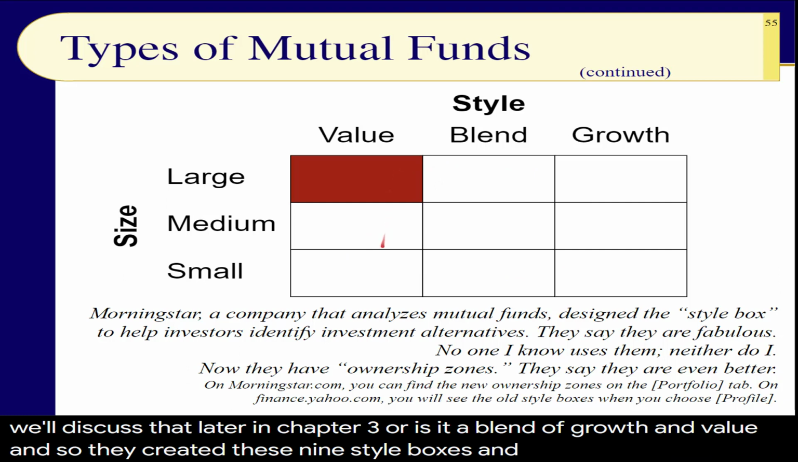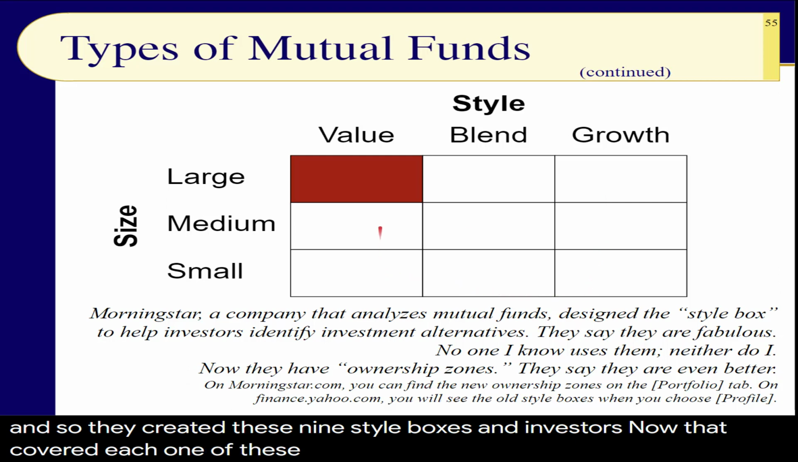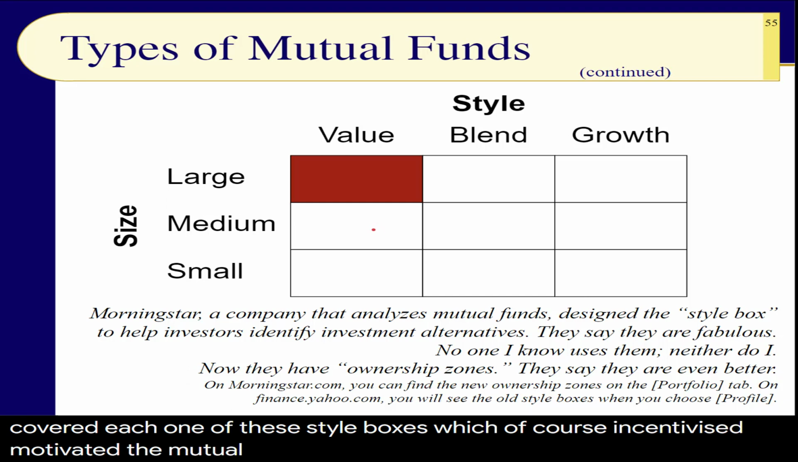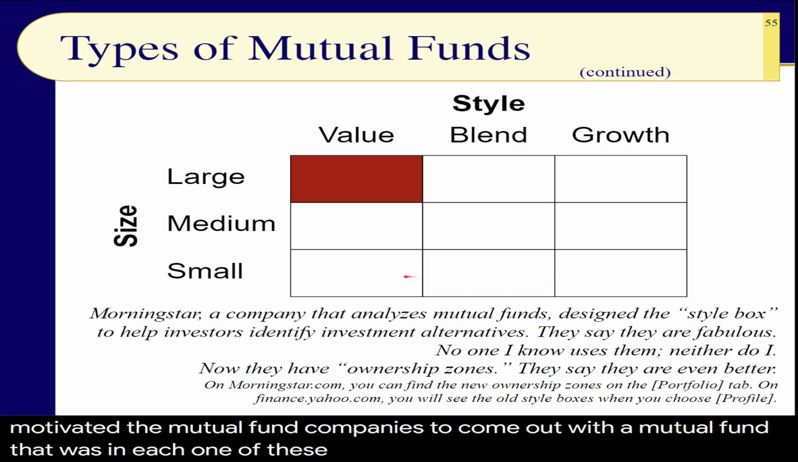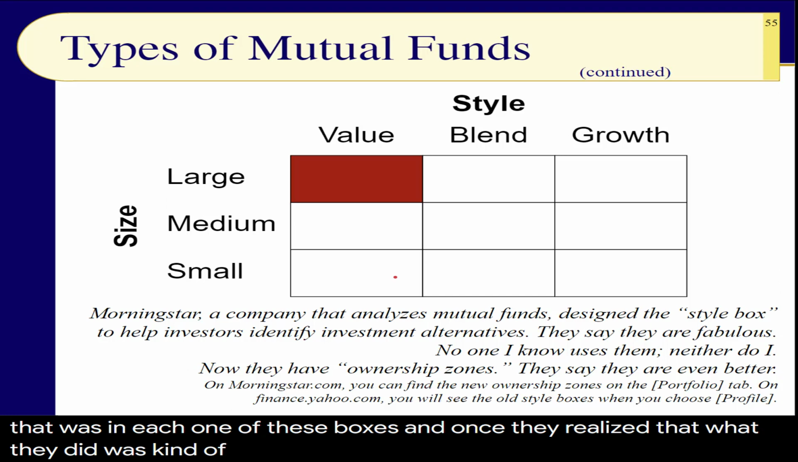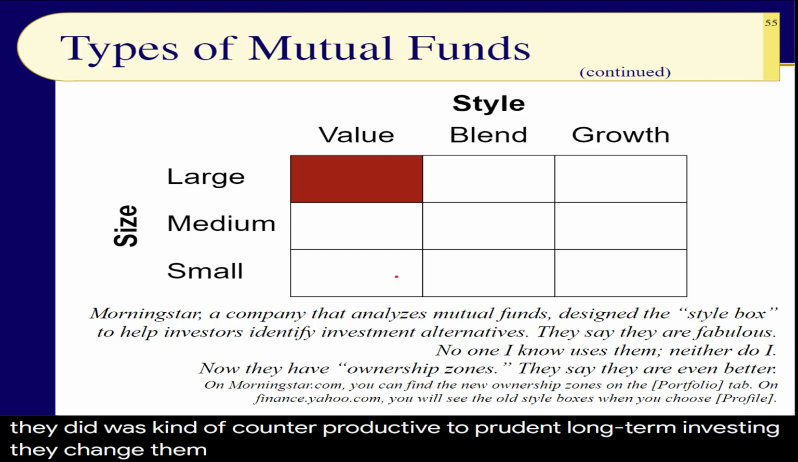And investors somehow thought that they had to have a mutual fund that covered each one of these style boxes, which of course incentivized, motivated the mutual fund companies to come out with a mutual fund that was in each one of these boxes. And once they realized that what they did was kind of counterproductive to prudent long-term investing, they changed them to ownership zones, which they say they're even better.